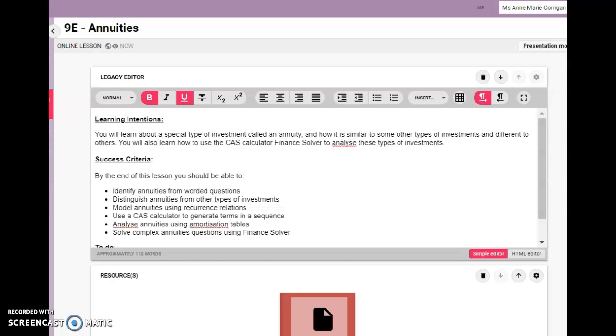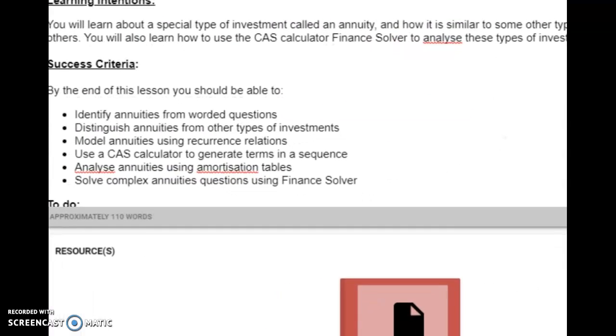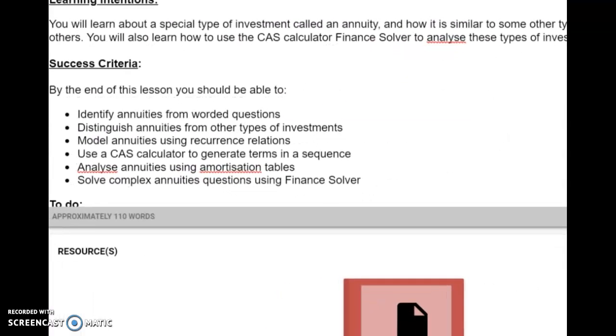Today we're looking at exercise 9E, which is all about annuities. Now these are a special type of investment, and they are similar to other types that we've already learned about and some that we're yet to learn about, but we're going to learn a few different ways to analyze these sorts of investments. So by the end of today's lesson, I want you to be able to identify annuities from worded questions, know how they're different from the other types of investments, model them using recurrence relationships, and then put those recurrence relationships into the CAS to generate a sequence of terms.